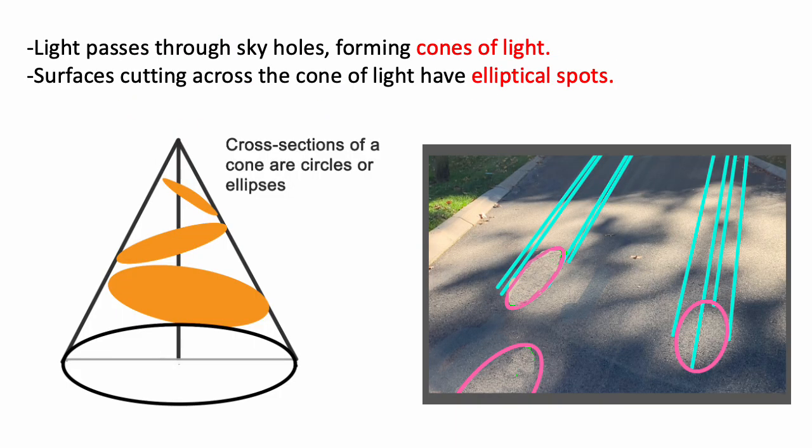When light passes through a sky hole, it widens to a cone of light, and surfaces cut through that cone, like pavement or grass, and they acquire round elliptical spots. So we can see these elliptical spots on the pavement.